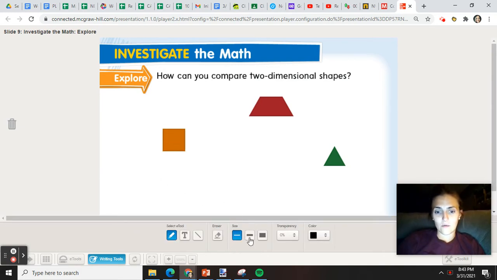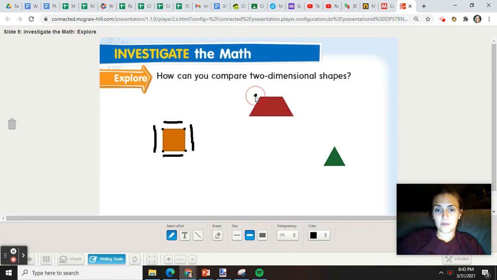And I'm going to start with my square. And it looks like my square has 1, 2, 3, 4 sides. And I'm going to put a dot on my vertices. 1, 2, 3, 4. Okay.